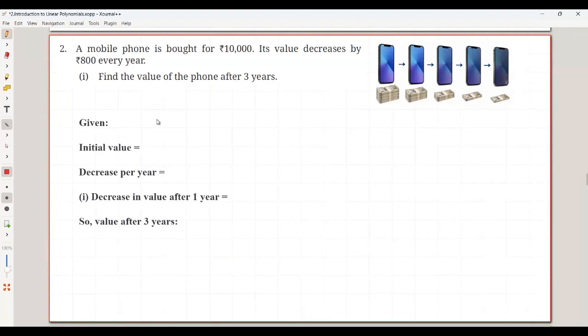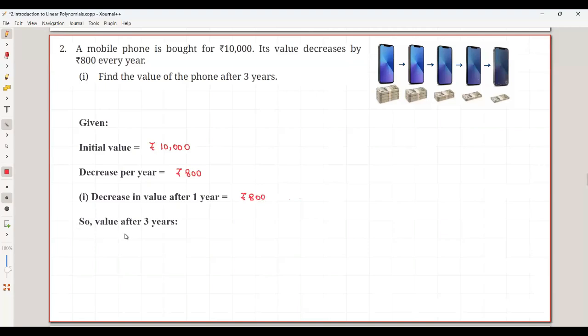So the initial value is given as rupees 10,000. The decrease is rupees 800 every year. So the decrease in value after 1 year, every year it is decreasing by rupees 800.